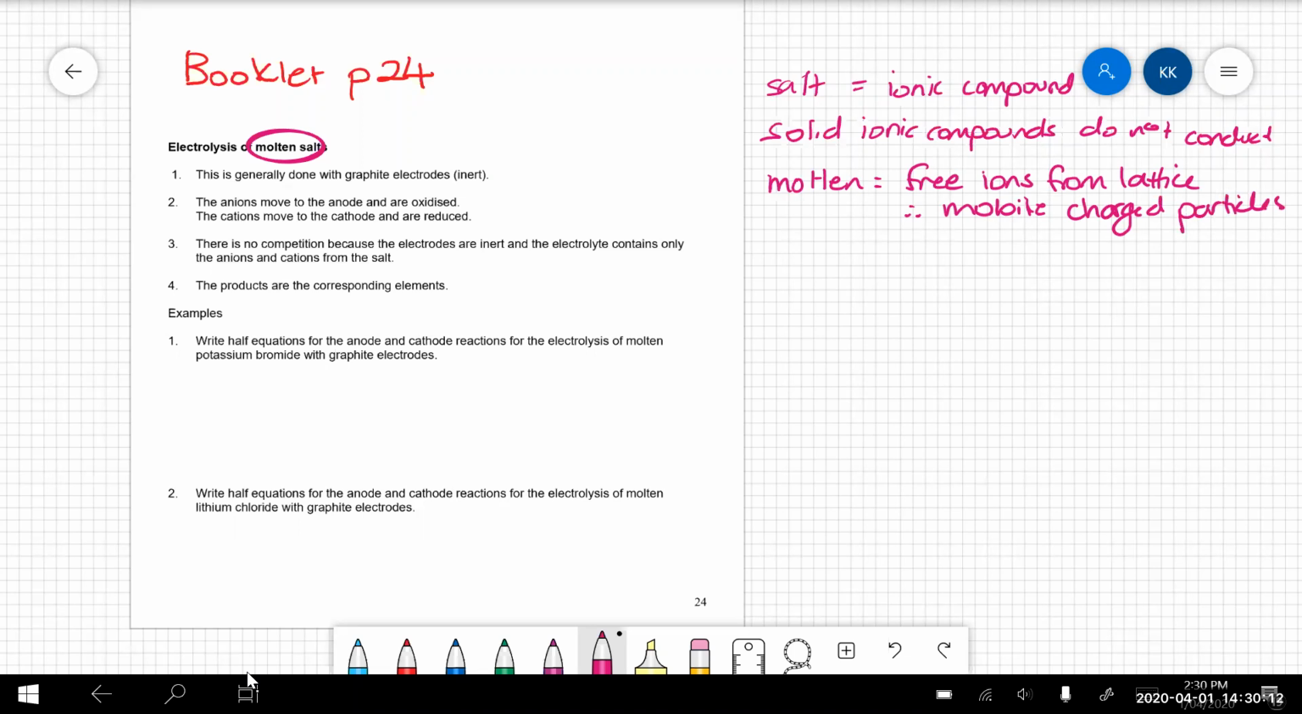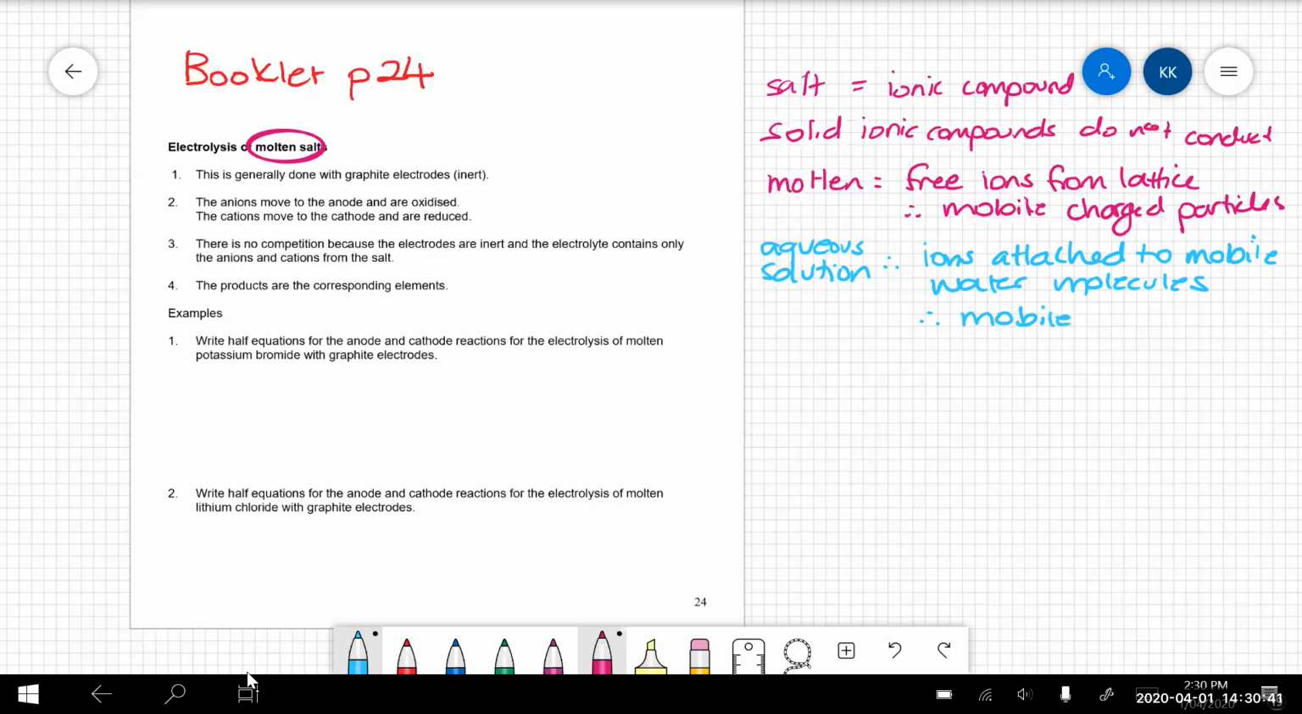The other way we can do this is by using an aqueous solution, and we're going to talk about that next week. Again, we have the ions attached to mobile water molecules, and again, that means we've got mobile charged particles. Okay, so today, though, what we're looking at is the molten salts.